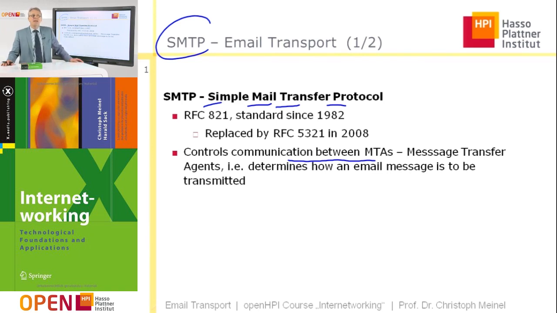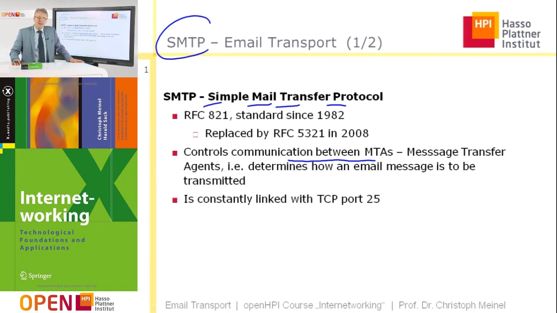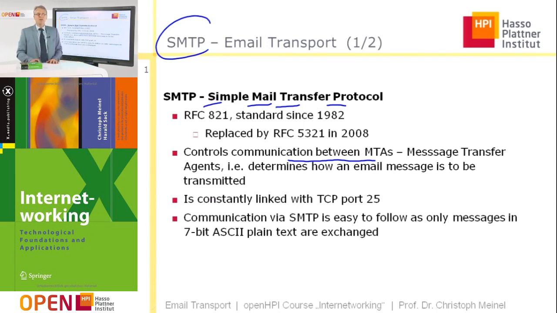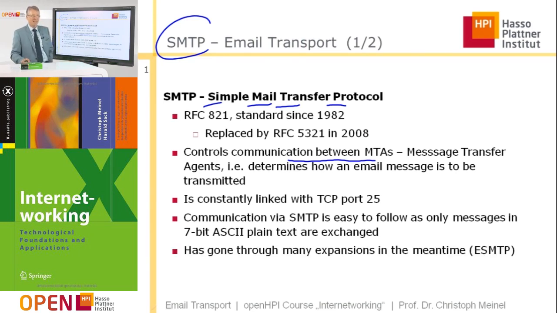That means the SMTP protocol regulates how an email message is to be transmitted. The SMTP protocol is constantly linked with the TCP port 25. You remember, the SMTP protocol uses the TCP protocol for transmitting data, and the communication via SMTP is easy to follow because only messages in 7-bit ASCII plaintext are exchanged. We already discussed how to encode other media types into 7-bit ASCII, but the reason comes from the SMTP protocol, which only allows transmitting 7-bit ASCII plaintext.